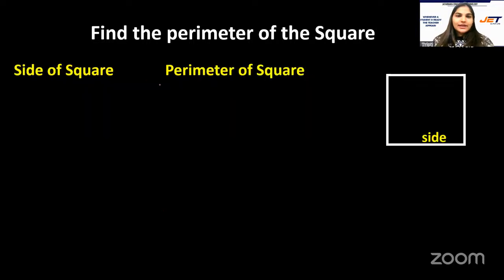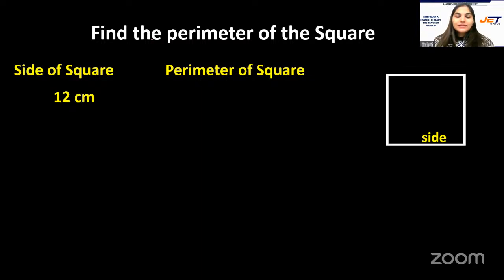Next one. The side of the square is given here. I'll be showing you the side of the square, and you have to tell the perimeter of the square. Okay, let's do it. So first is 12 centimeters. I'll give you 30 seconds for every question. Actually, 30 seconds is more than enough, but yeah, it's fine. Let's do it.